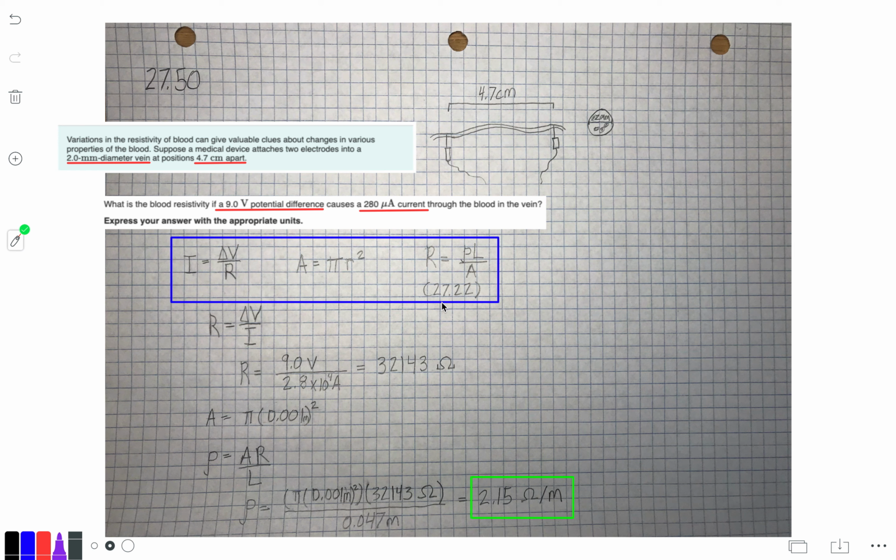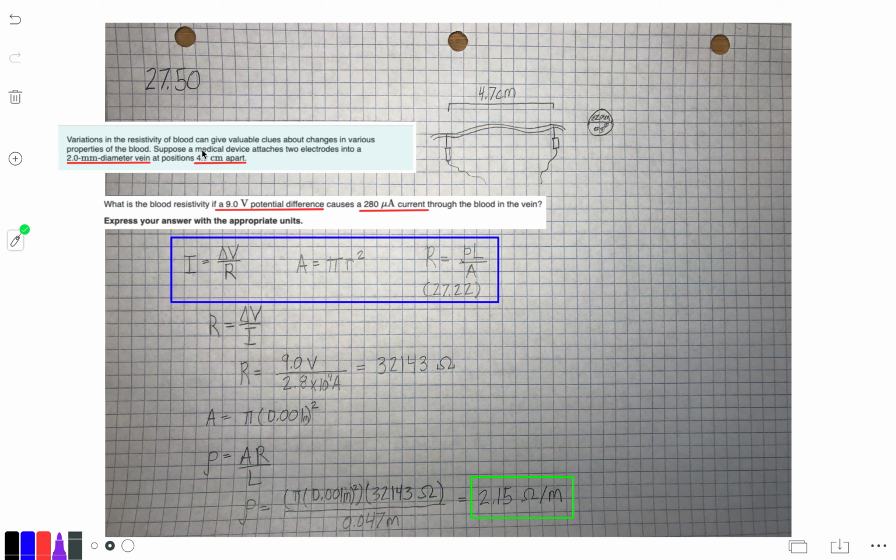Hello everyone. In today's video, we're going to talk about Physics 253, Week 7, problem number 27.50. In this problem, we are asked to find the blood resistivity given a few pieces of information, such as the distance between two electrodes in a vein.